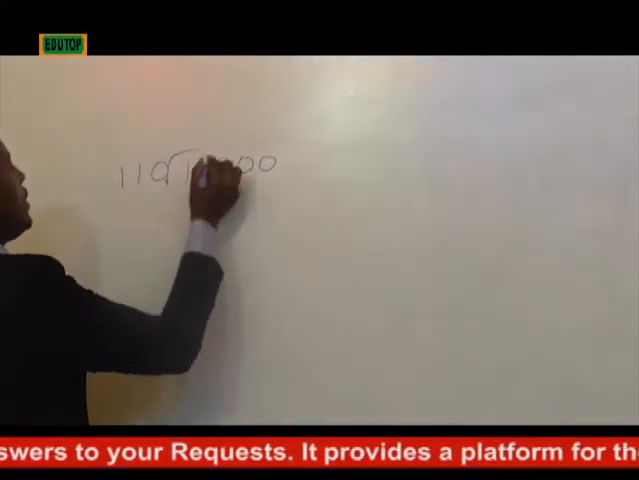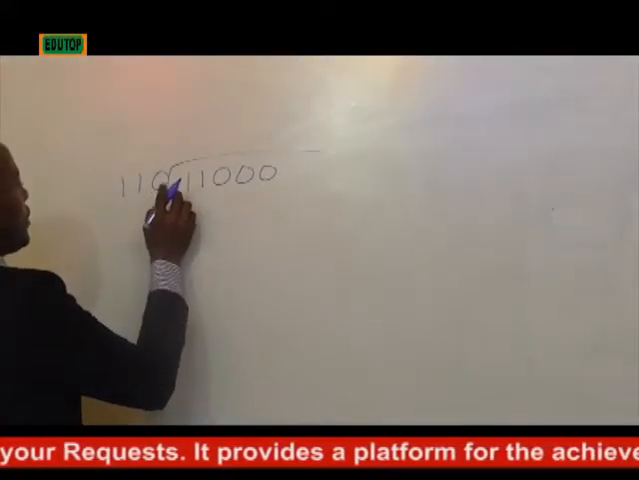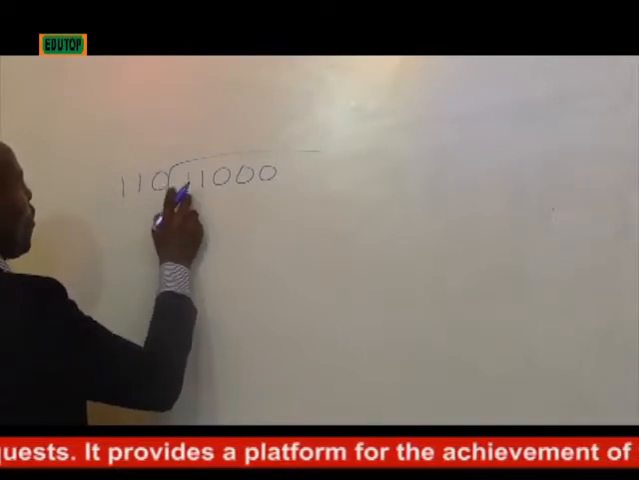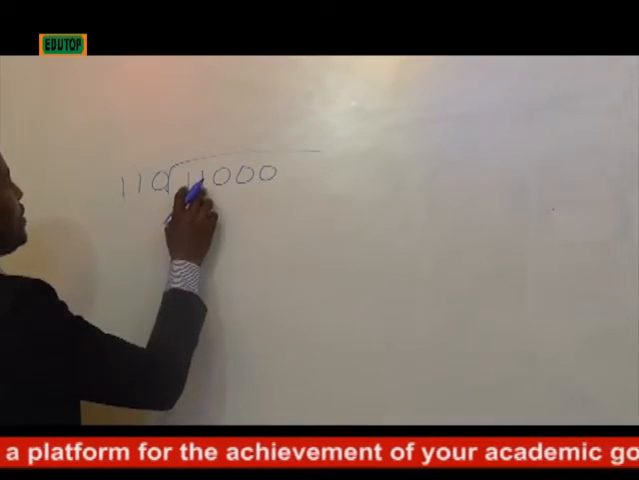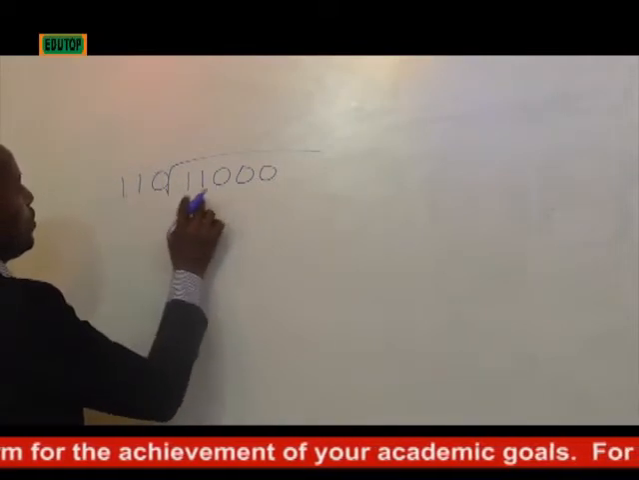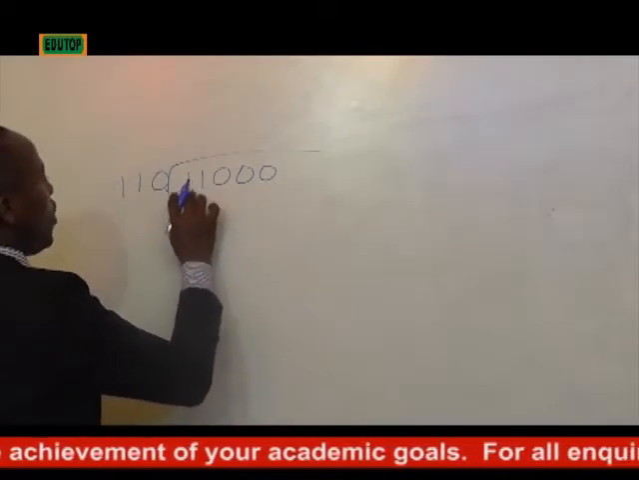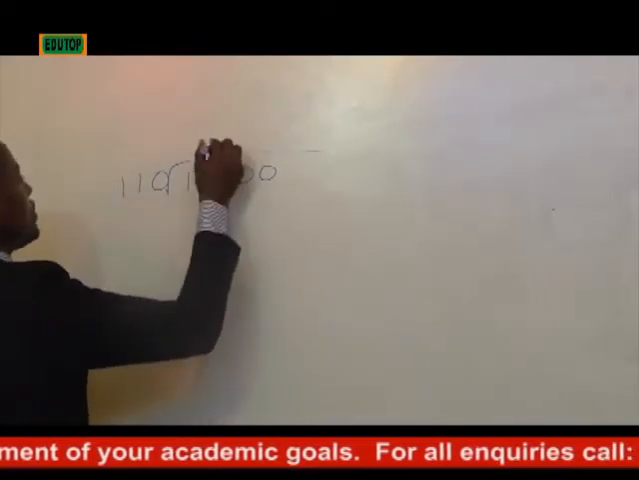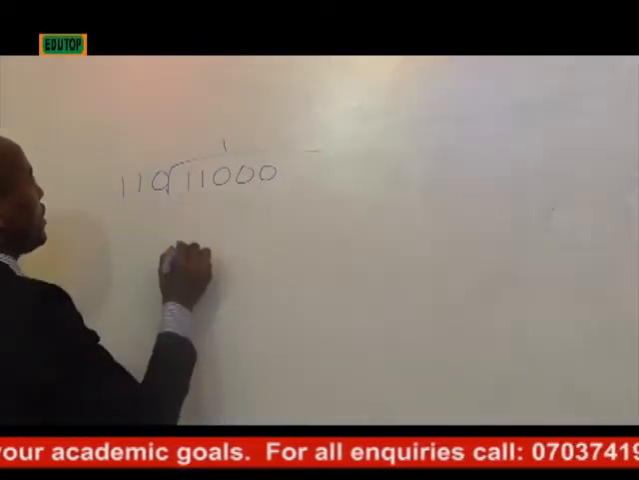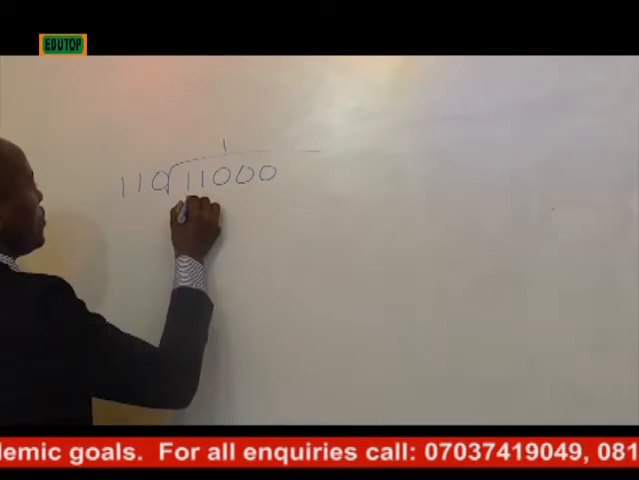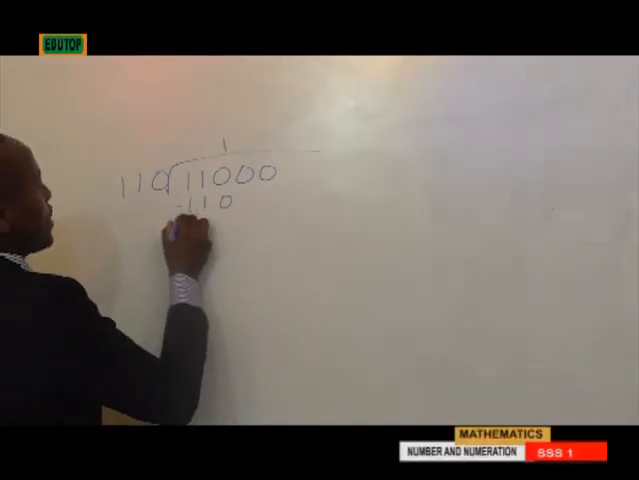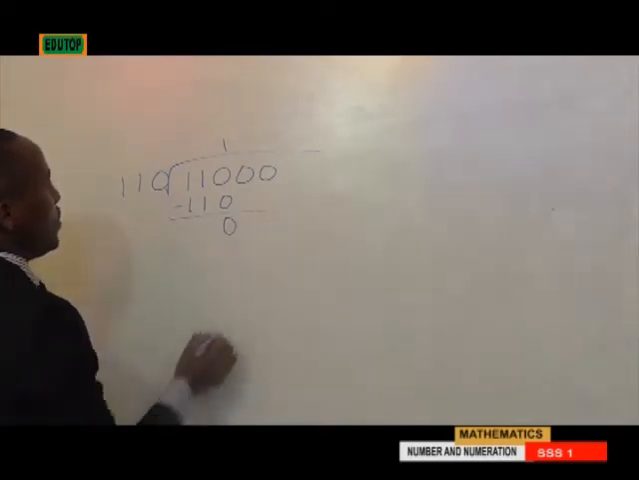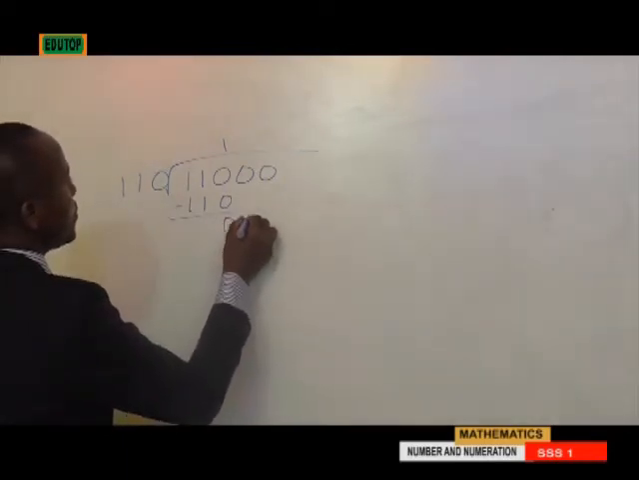What we are having here is that it's not possible to divide 1 by 110, but it is possible to divide 110 by 110. So we are having 1 here. 1 times 110 will be 110. But then you subtract, you'll be having 0. Bring down this 0.